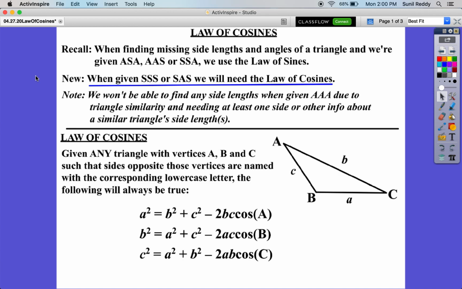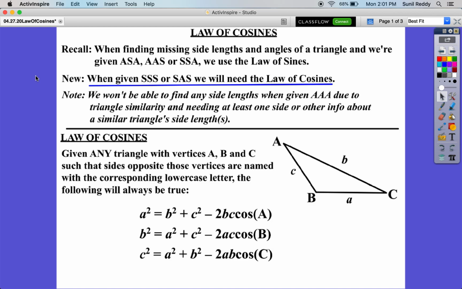Or if we were given an angle and a side and an angle between them. Or if we were given a side and an angle and a side between them. So when we had angle, side, angle, angle, angle, side, or side, side, angle, those were the three cases where we used the law of sines.